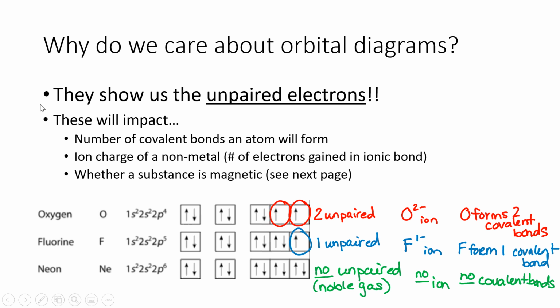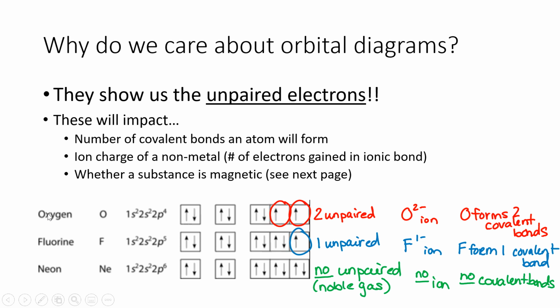Orbital diagrams do tell us some useful things. One of the main things that they show us is information about the unpaired electrons. And unpaired electrons will impact several things, including bonding and whether a substance is magnetic. With bonding, the number of unpaired electrons will impact the number of covalent bonds an atom will form, and the ion charge when they form an ionic bond.